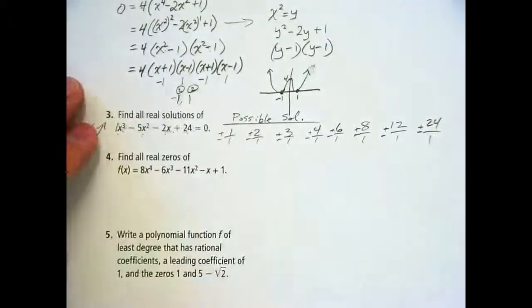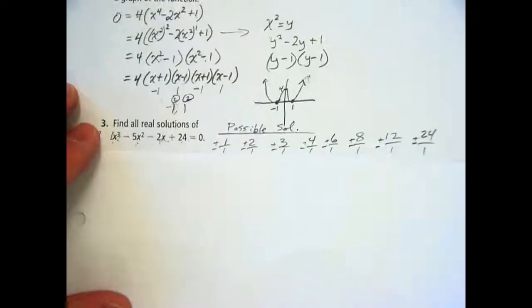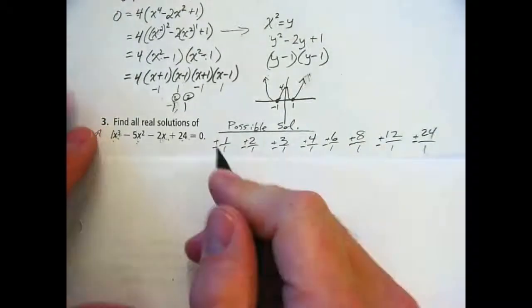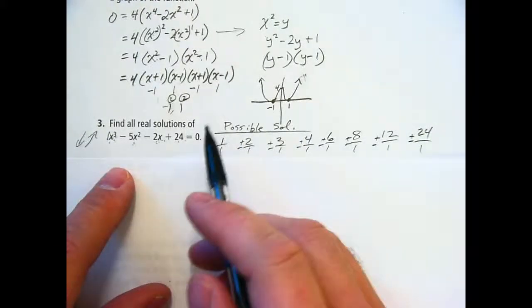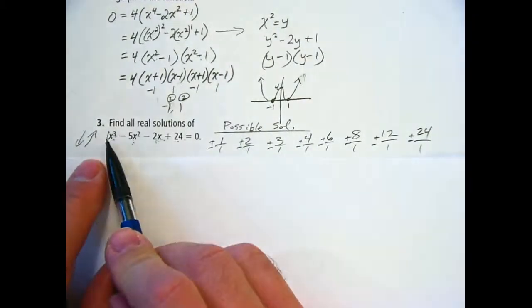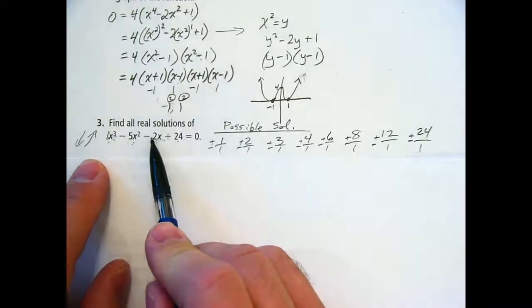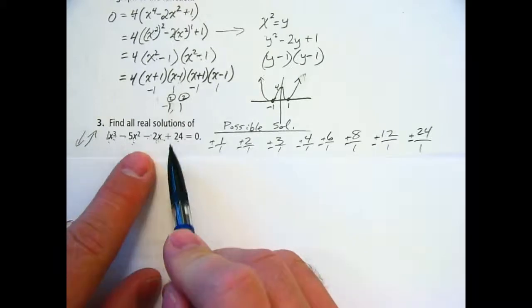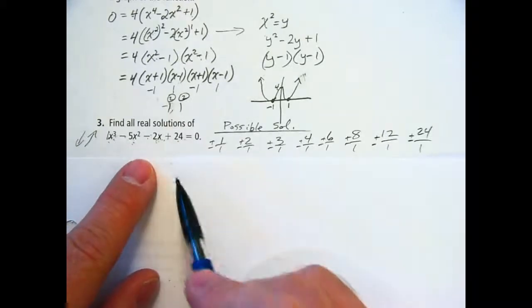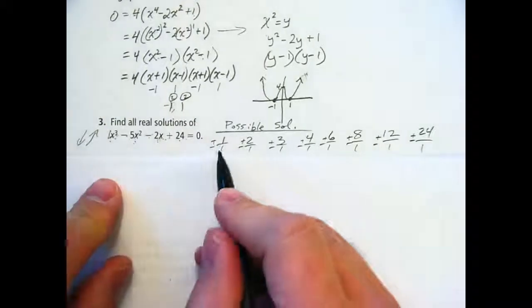All right. So, with that being said, we need to test them. Use synthetic division. First one I'm going to test is 1, and I'm actually going to test that without synthetic division just to see if it works. I'm just going to add my coefficients. 1 minus 5 minus 2. That's 1 minus 5 is negative 4. Minus 2 is negative 6 plus 24. Did 1 work? No.